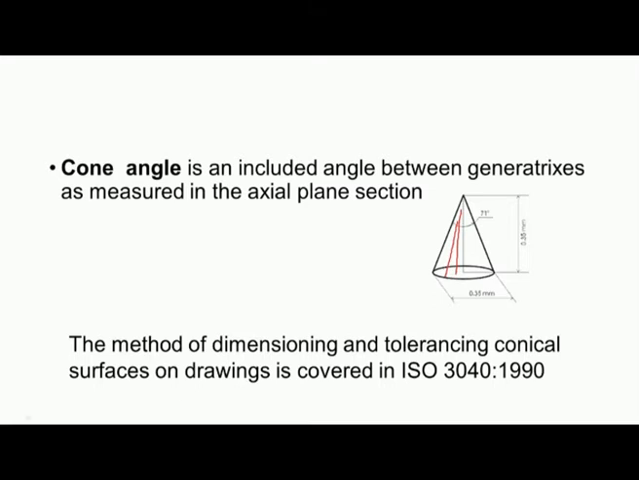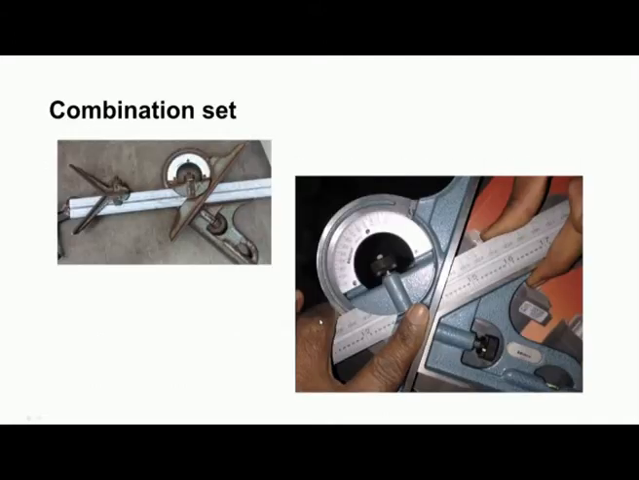The method of dimensioning and tolerancing conical surfaces on drawings is covered in the ISO 3040 1990 standard. Now, various instruments are used for measurement of angle or tilt or taper. Now, we have a combination set.